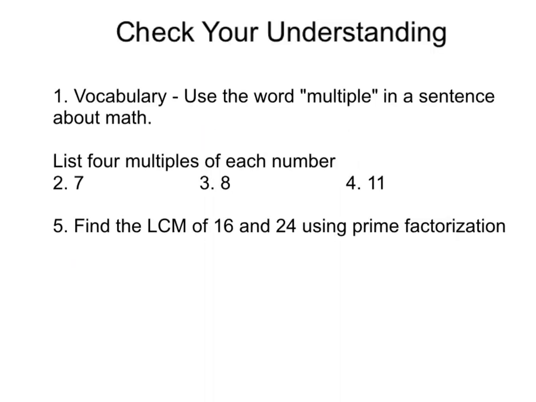Check your understanding. 1. Vocabulary. Use the word multiple in a sentence about math. 2. List 4 multiples of each of the following numbers. Number 2, 7. Number 3, 8. Number 4, 11. Number 5. Find the least common multiple of 16 and 24 using prime factorization.